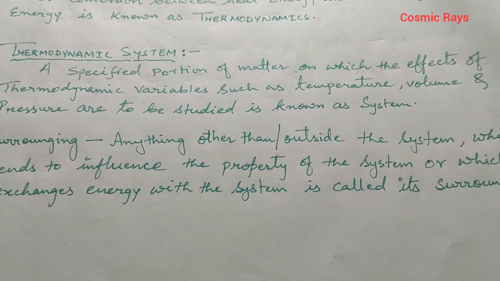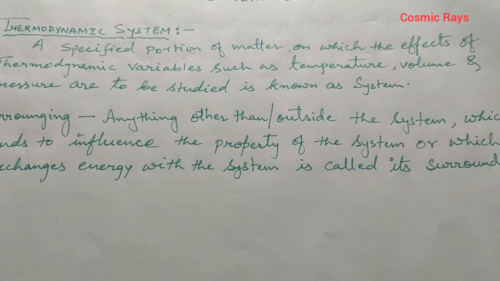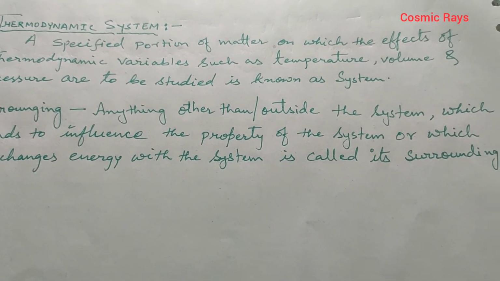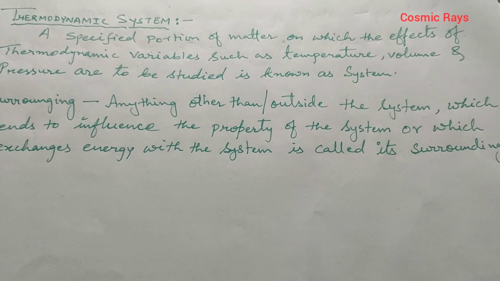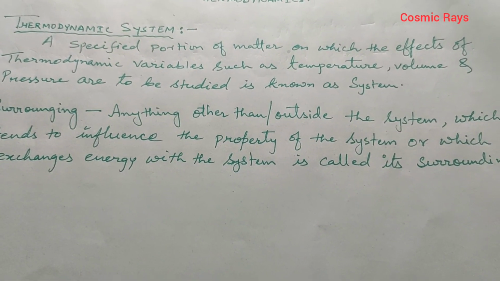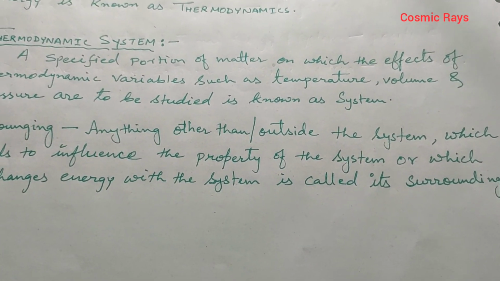It will be more clear when we take up an example. And surrounding is anything other than or outside the system which tends to influence the property of a system or which exchanges or tends to exchange energy with the system is called its surrounding.